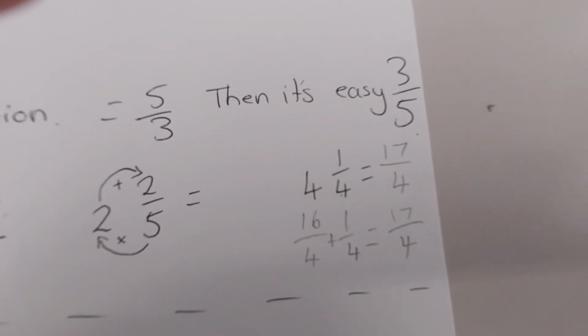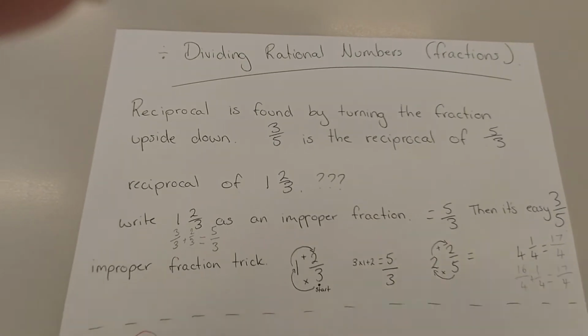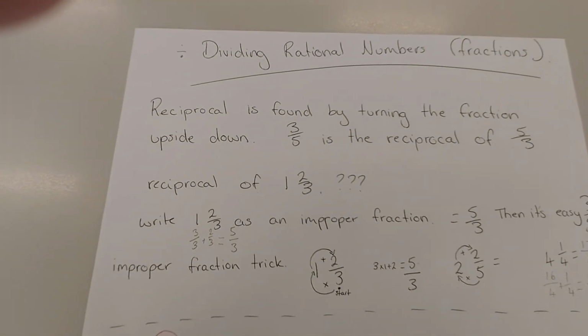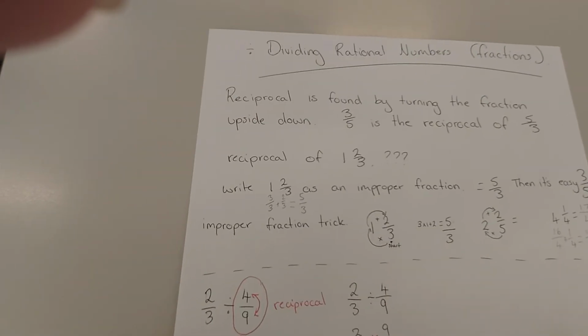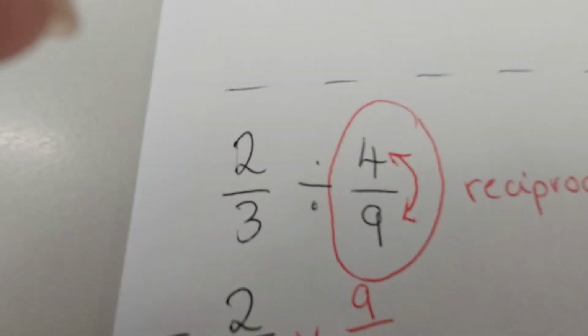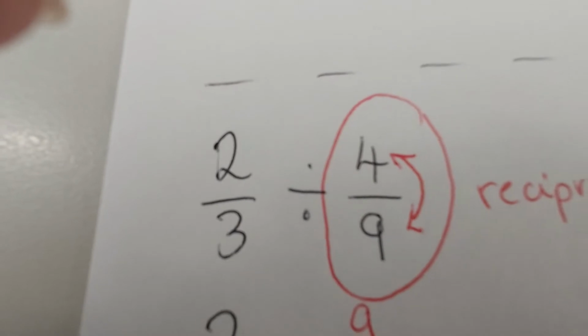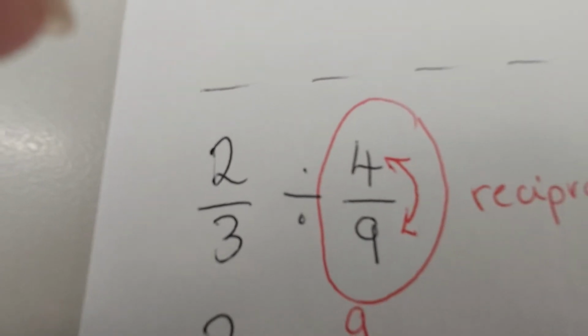So don't forget using your improper fractions, okay? So you're thinking reciprocals. Why are we looking at these? We're supposed to be looking at dividing fractions. This is how you do dividing fractions. So our first question is 2/3 divided by 4/9.